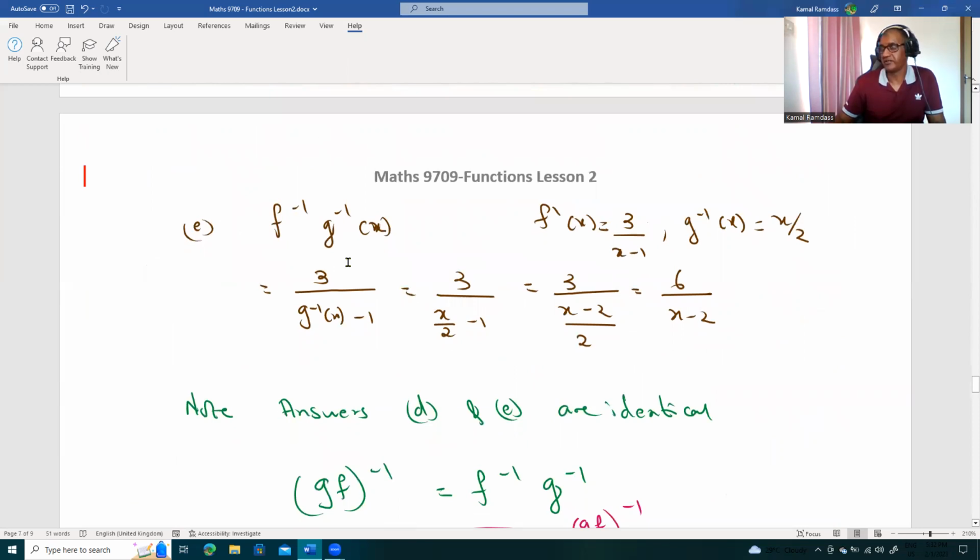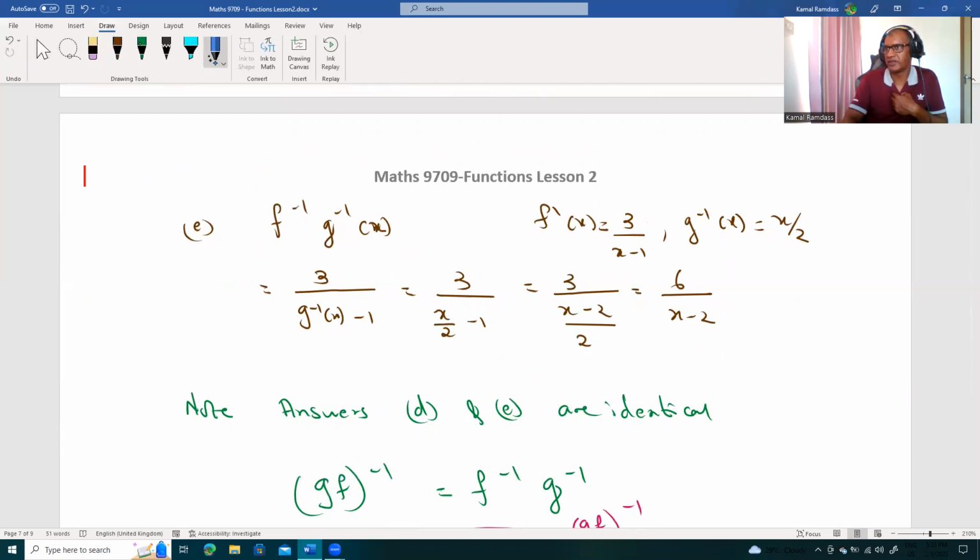F inverse, G inverse of X. OK? And this is F inverse of G inverse of X. F inverse of G inverse of X. And this is a composition and not a multiplication. OK? If there is a multiplication, there is a multiplication dot. F inverse of X, we can even write multiplication there, just to avoid confusion, G inverse of X.